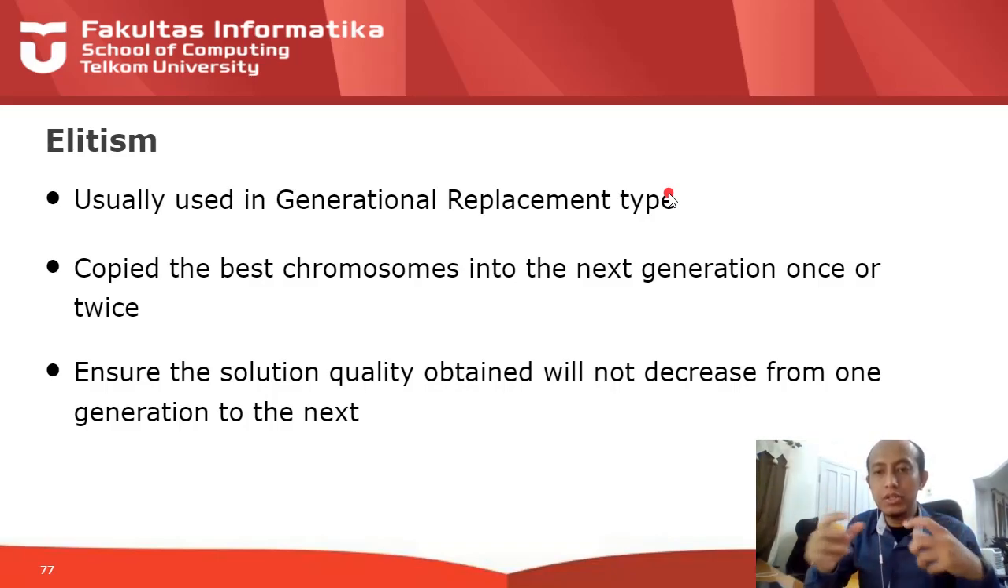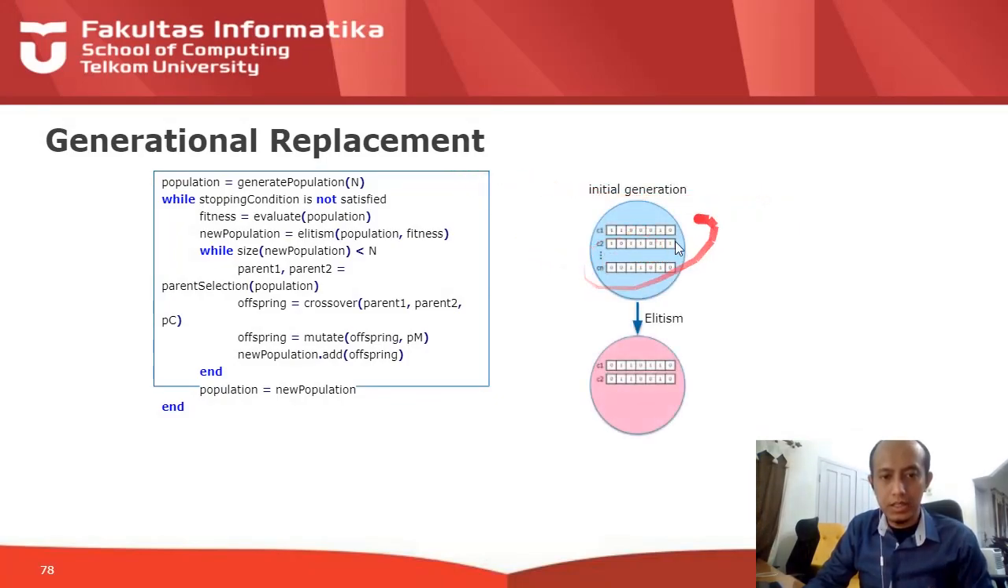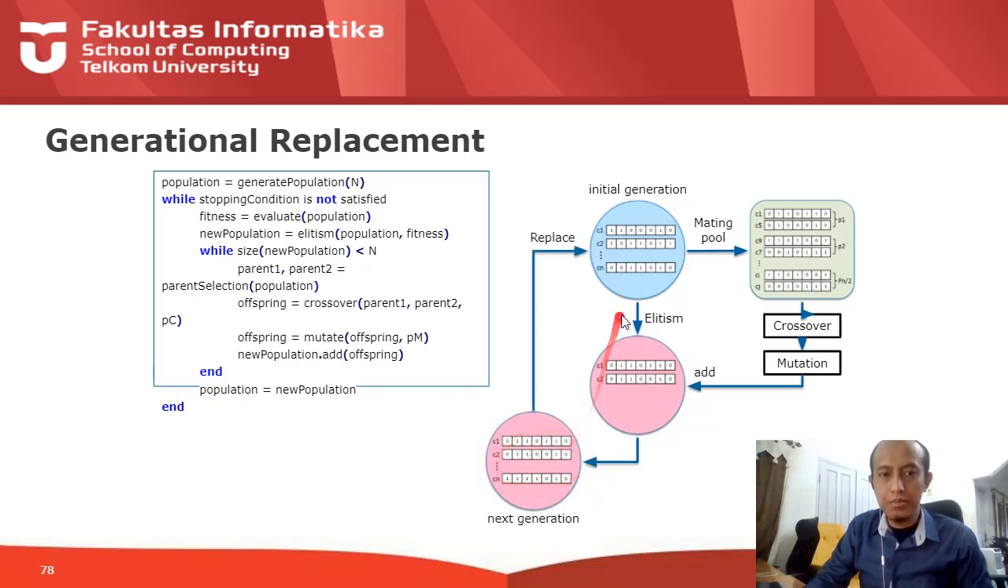This ensures the solution quality obtained will not decrease from one generation to the next. And then we generate offsprings for the next generation as well. This is how generational replacement works. You can see there is elitism here. We still do crossover and mutation, and the next generation contains both individuals from elitism and also newly generated individuals.